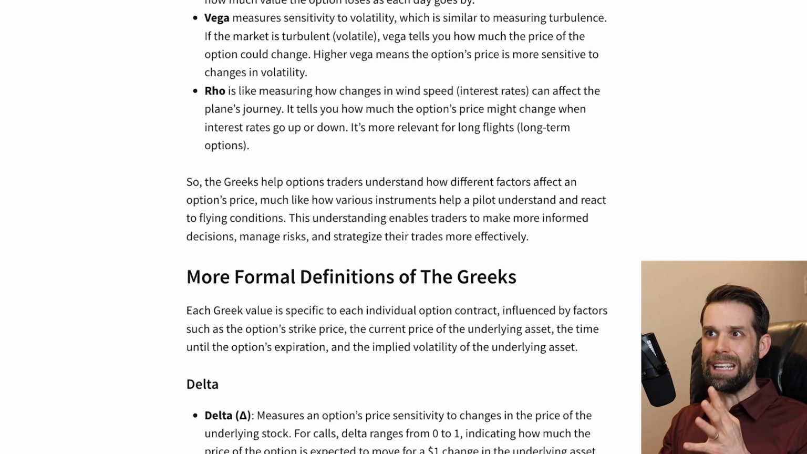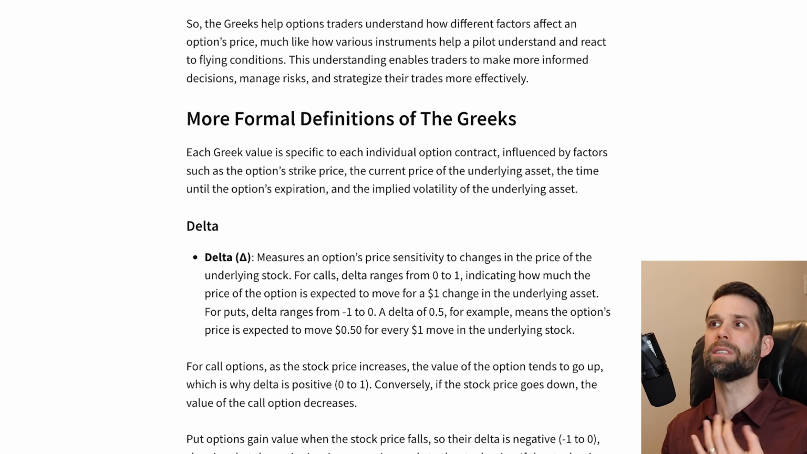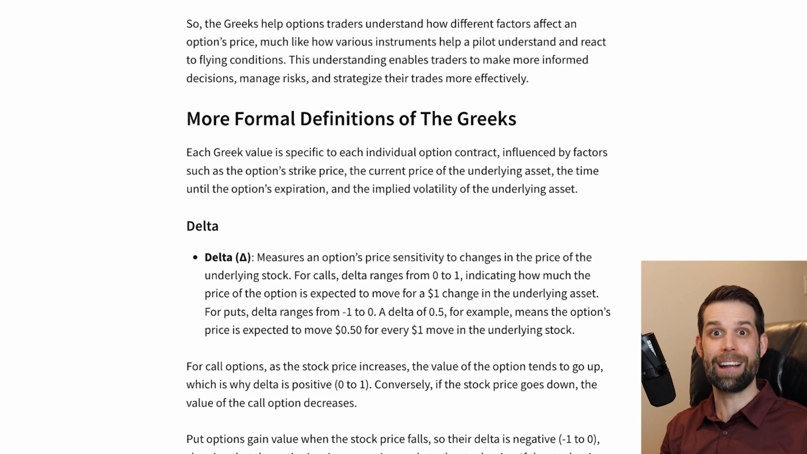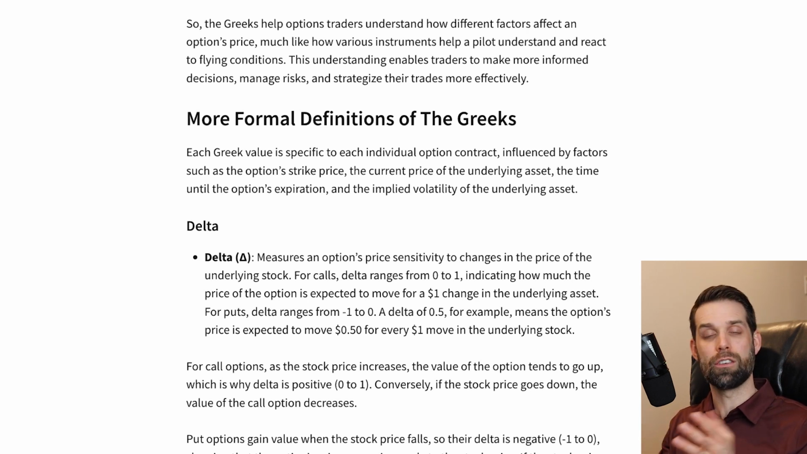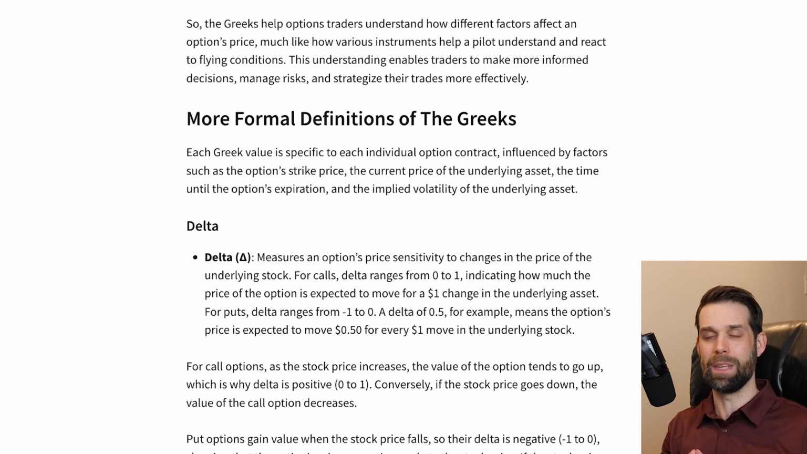So, the Greeks help option traders. What they do is they help us understand how different factors affect an option's price, much like how various instruments help a pilot understand and react to various flying conditions. So this understanding enables traders to make more informed decisions, manage risks, and then strategize their trades more effectively.